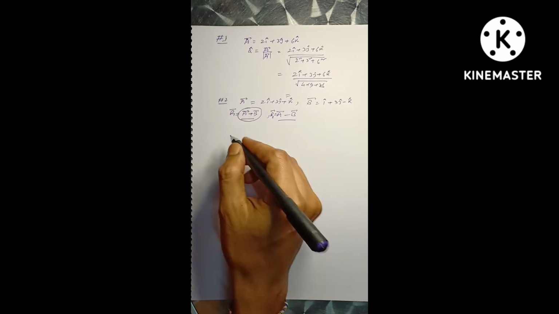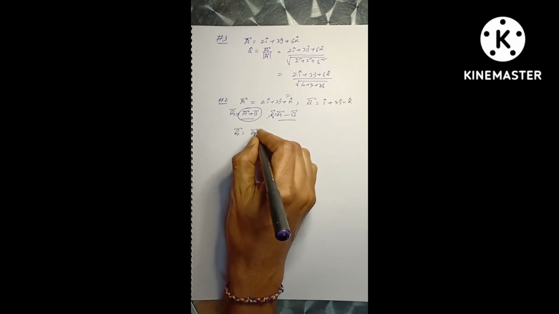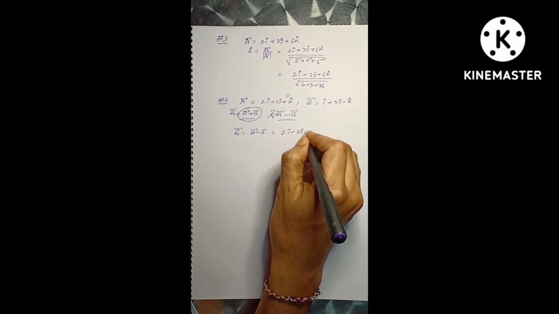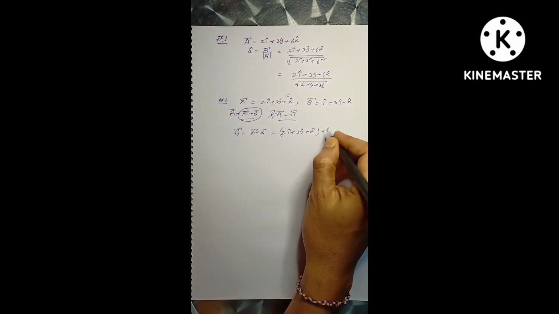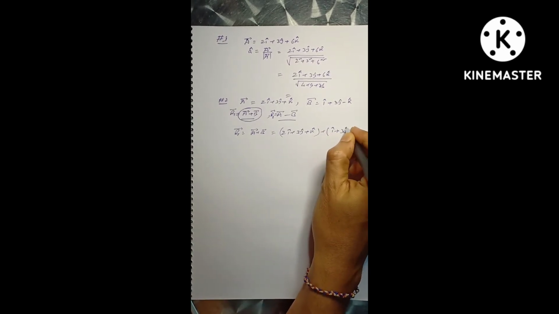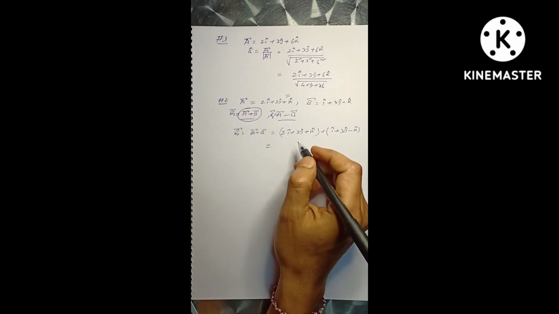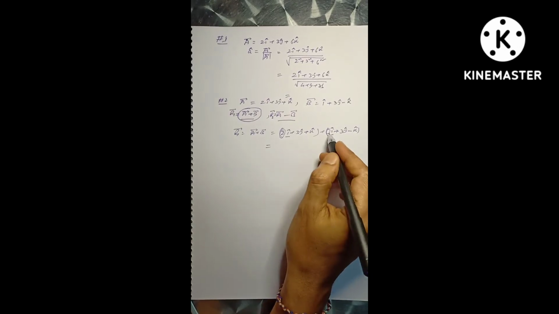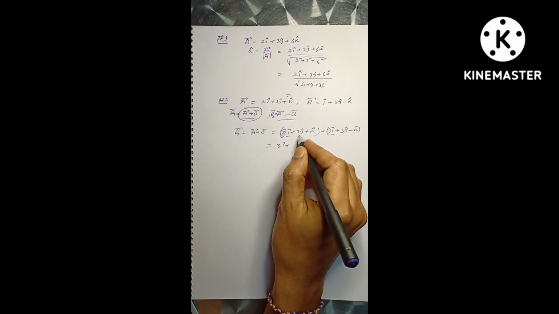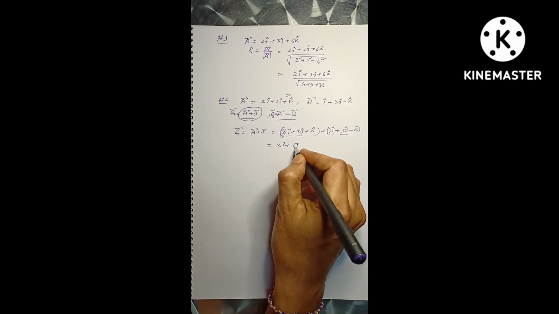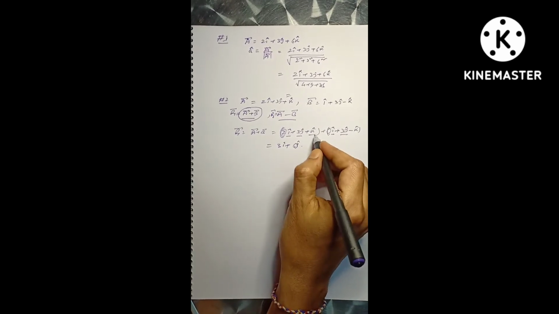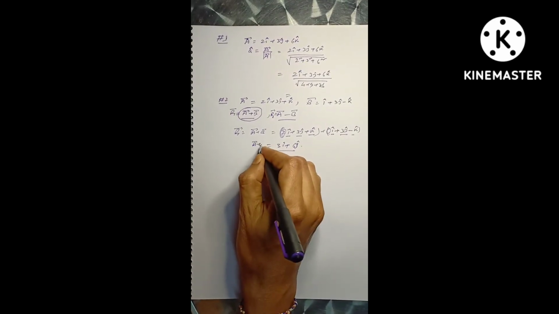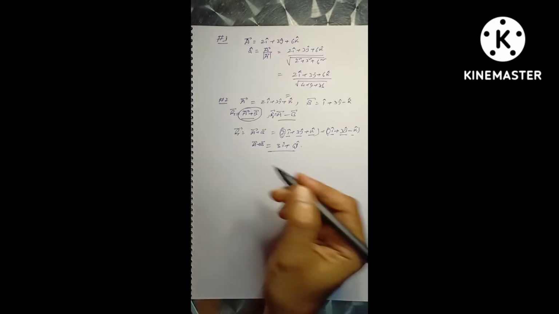So how can we calculate this? r1 vector, very simple, just summing 2i cap plus 3j cap plus k cap plus b vector, i cap plus 3j cap minus k cap. Then in this case the i cap component will be added with i cap. So there is 1 and 2, 3i cap, and 3j plus 3j, 6j cap, and plus k cap minus k cap, 0. So this is a vector plus b vector.